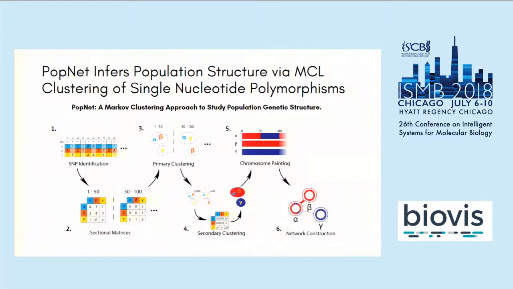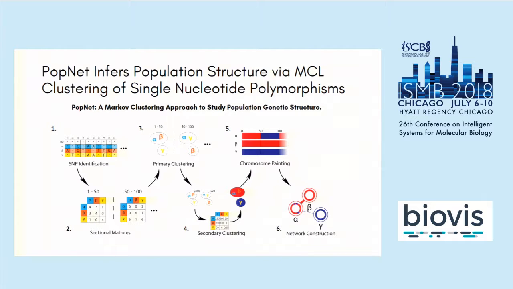So PopNet represents a population using a network as opposed to a tree like you saw earlier, and uses chromosome painting to identify these recombination events. So very briefly, the PopNet algorithm starts with a table of whole genome SNPs for all of your samples. Then we divide up this table into sections, each corresponding to one specific section of the genome. So like chromosome 1, base pair 1 to 50 or something.